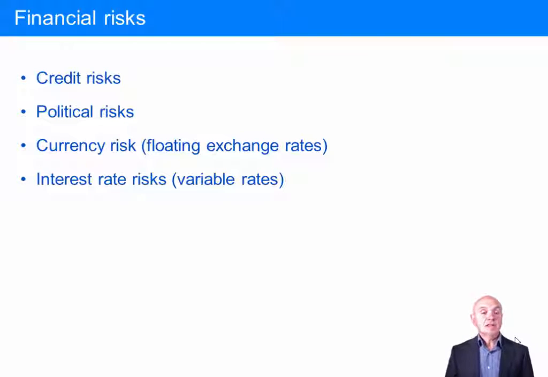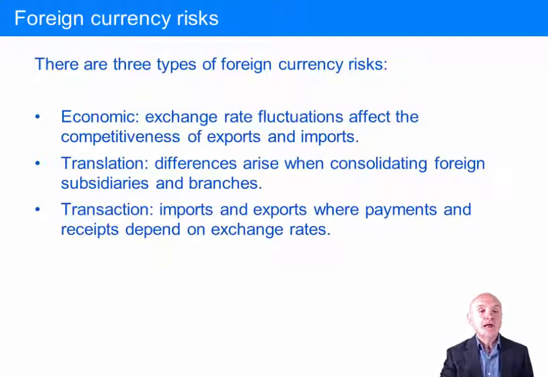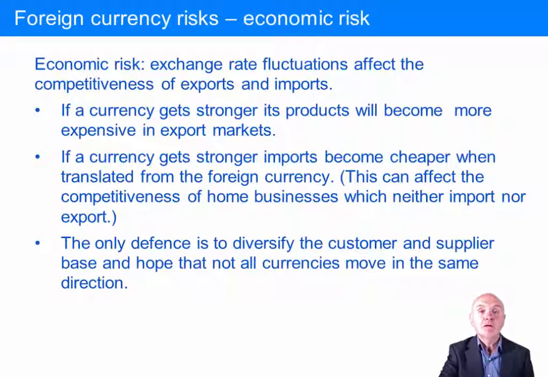We spend most of this chapter looking at currency risks, where you are having to translate, say, dollars into your own currency, and interest rate risks, where the interest rate may increase after you take out the loan, and you're going to be left paying a lot more interest. So let's look at foreign currency risks, and there are three sorts: economic, translation, and transaction. Economic risk: exchange rate fluctuations affect the competitiveness of imports and exports. If a currency gets stronger, then when it's selling its goods in the foreign market, it will cost more in the foreign currency, and therefore you will lose competitiveness against home produced products in that country.